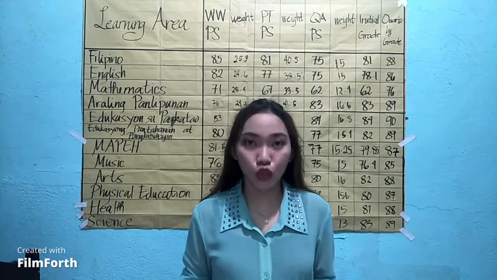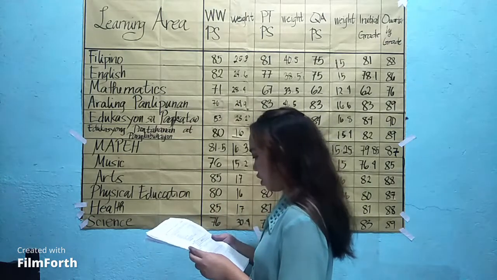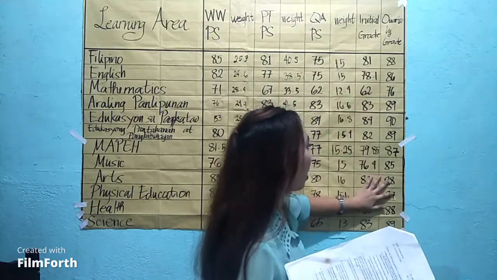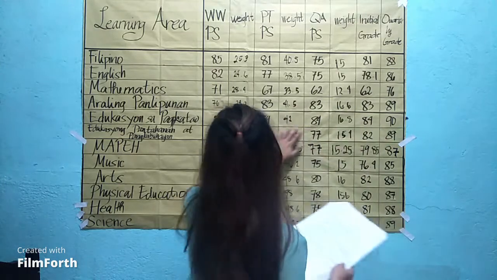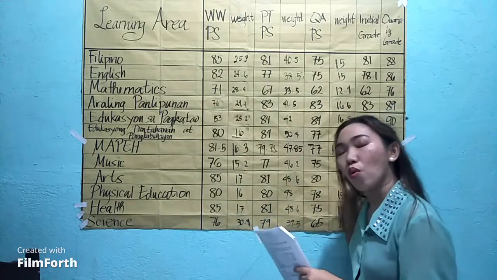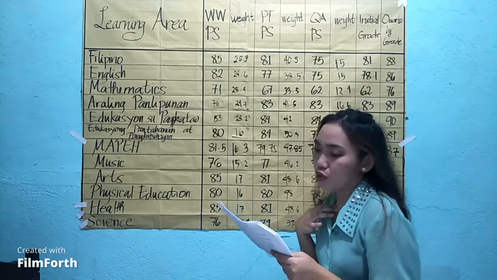So in question number 2, in which learning area did Paolo perform the best during the first quarter? As you can see here, among all of the subjects, this is the highest grade from Paolo. So, it is Edukasyon sa Pagpapakatao. So, as you can see in the table, that's how you can see in what field Paolo performed the best.